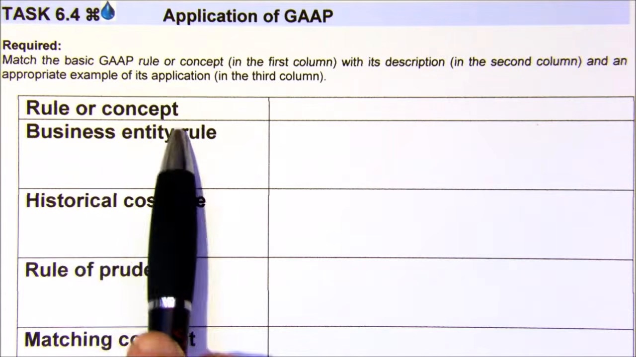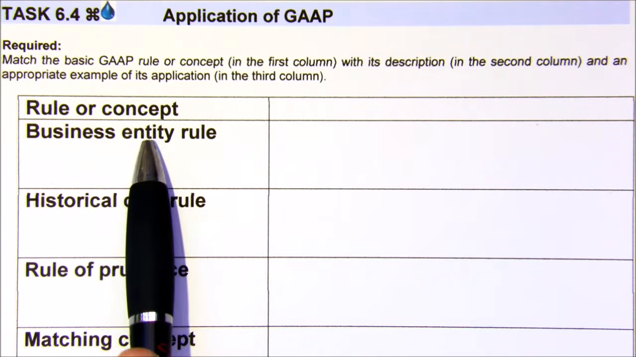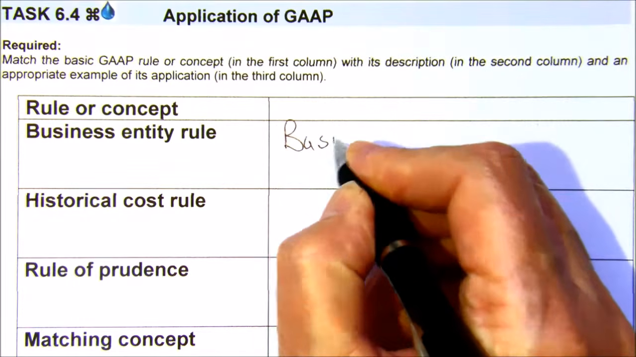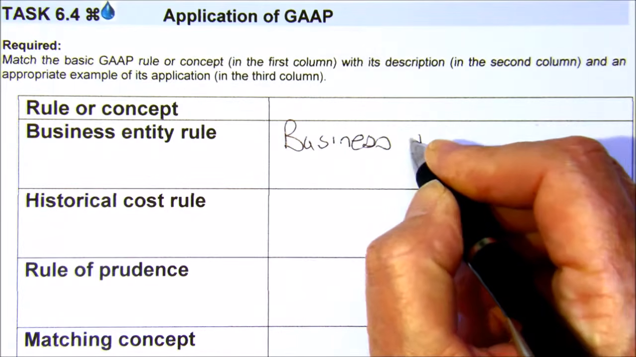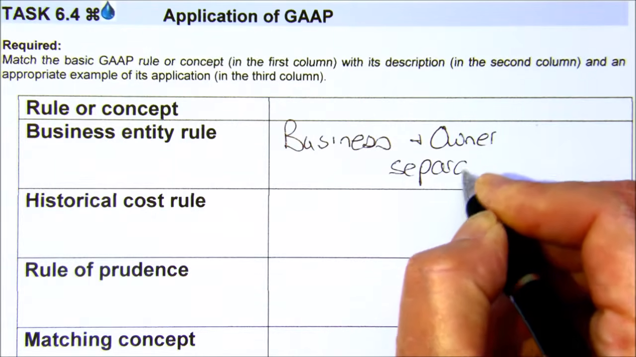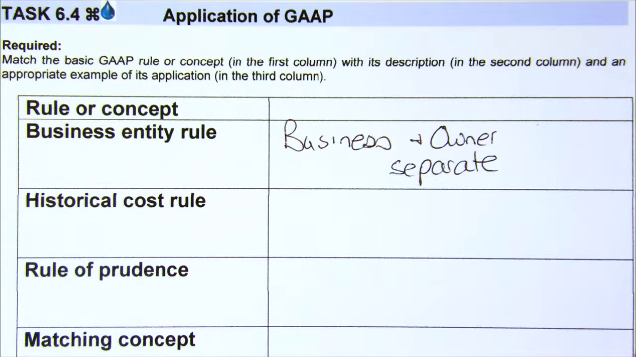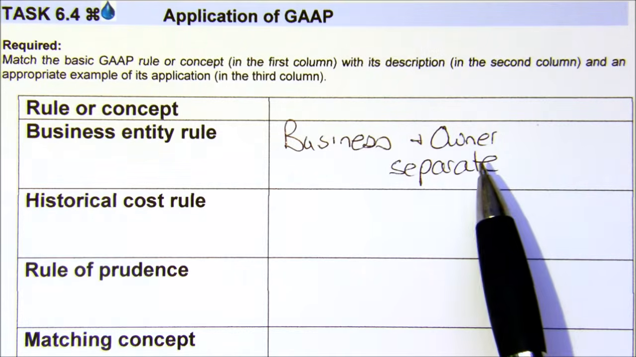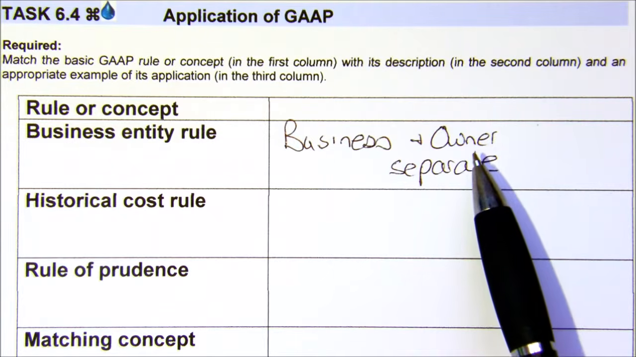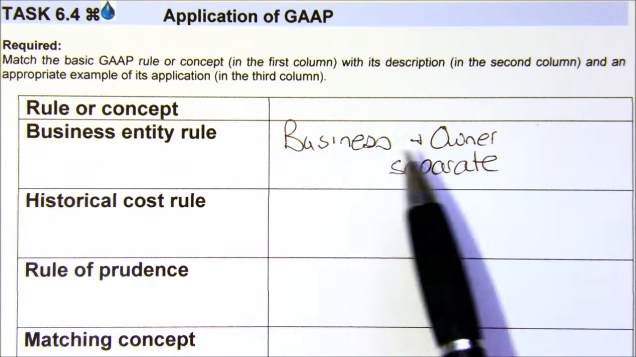The business entity rule. This is that the business and the owner must be kept separate. If you are saying that the business has made a certain amount of profit, that needs to only include business expenses. You cannot put the owner's private expenses through and distort your net profit.